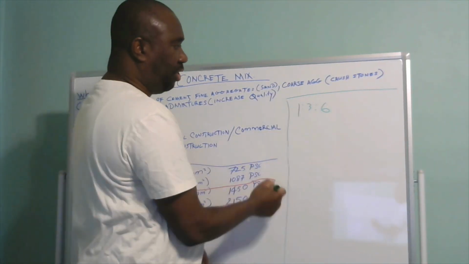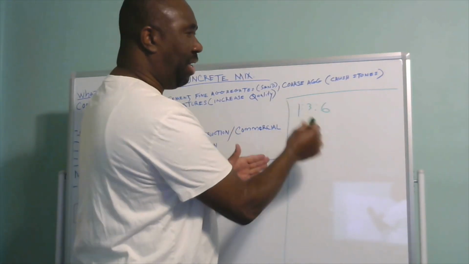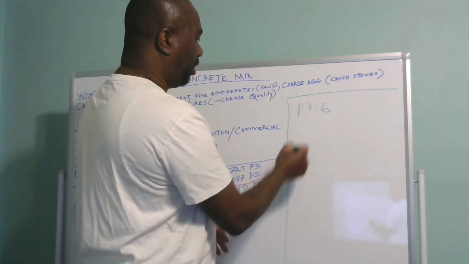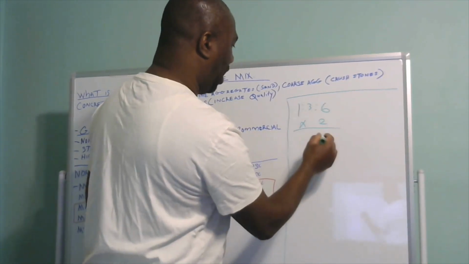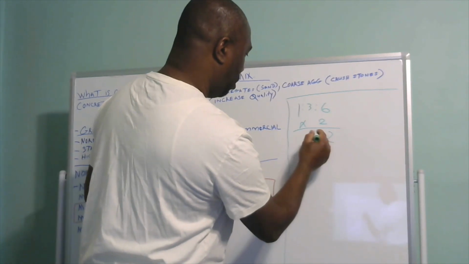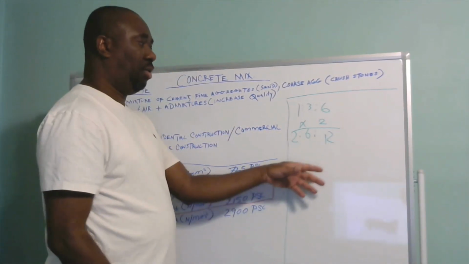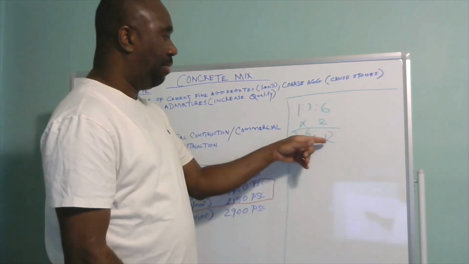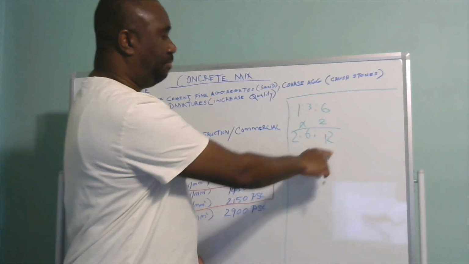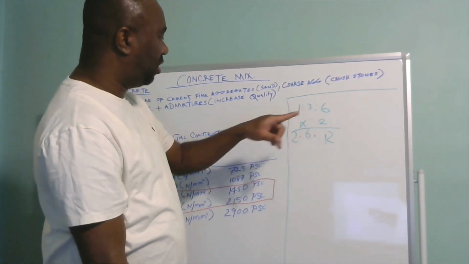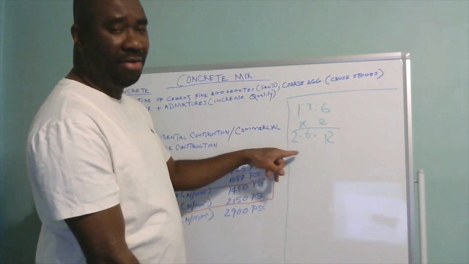So this is a 1:3:6 concrete mix. To get a proper mix proportion of a 1:3:6, you can just multiply your ratio by 2. So you have 2 to 6 to 12. So you can instruct your laborer on site to run on 12 barrels of coarse aggregate as against 6 barrels of fine aggregate as against 2 parts of cement.